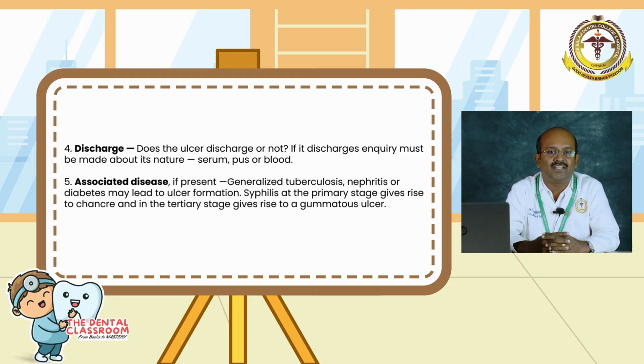Next, associated diseases. The ulcer can be associated with various systemic diseases like diabetes. It can be associated with syphilis, with nephritis, or with tuberculosis. So for every ulcer we have to think not only of the ulcer in isolation, we have to see why this ulcer is happening, what the background of the ulcer is.